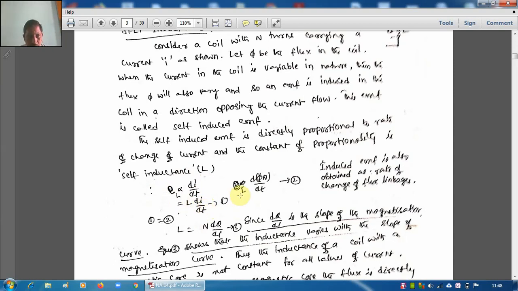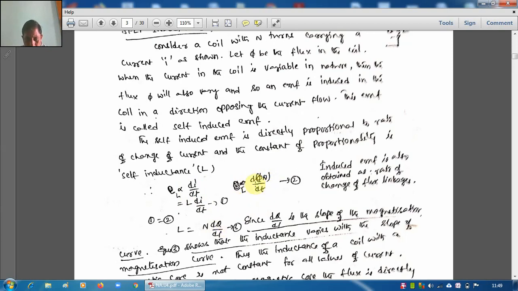This EMF can also be expressed as d psi by dt, that is rate of change of flux linkage. Flux linkage means here N into phi, product of N phi. This is the flux linkage. So if that flux linkage changes, then EMF is induced. This is our self-induced EMF. So the induced EMF can be expressed like this: L di by dt, or also d psi by dt.